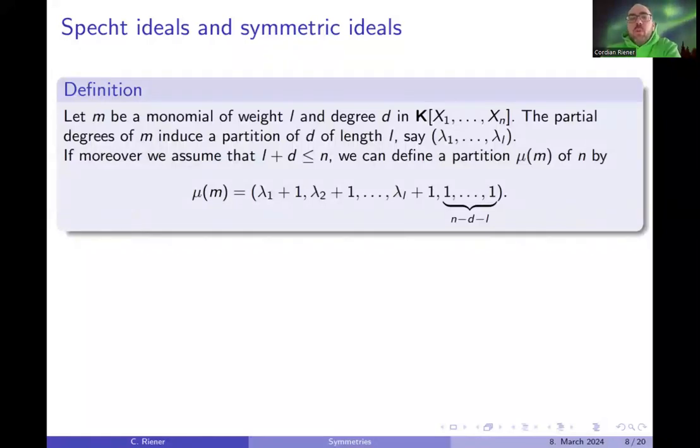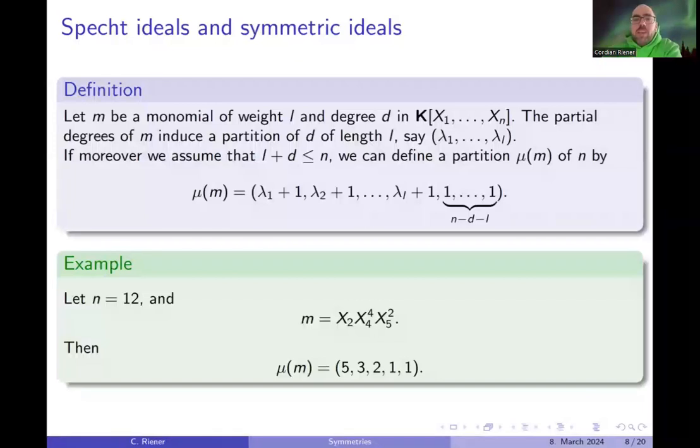And I can also associate to a monomial a partition. These definitions make more sense by looking at an example. Suppose I look at the monomial x2, x4 to the 4, and x5 to the 5, and I assume that this monomial lives in a polynomial ring in 12 variables. Then I want to associate to it a partition of 12. The way I do this is I add numbers to these exponents such that I get 5, 3, 2, 1, 1.